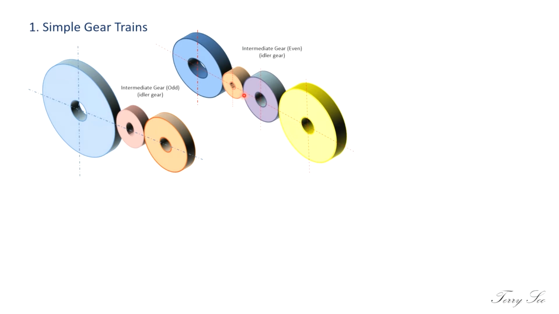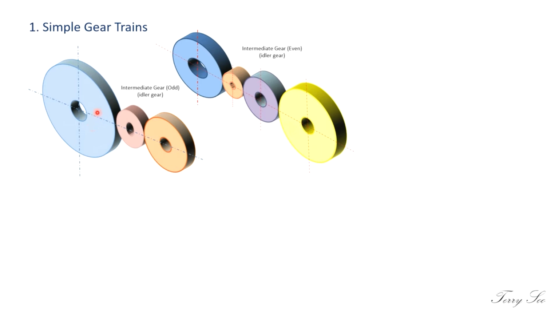It depends on the direction of motion that is required between the first driver and the last driver. So when you look at the first diagram here, let's say the blue one is the driver, and it is rotating in clockwise direction. Then the brown one should be rotating in anti-clockwise, and if the brown one is rotating in anti-clockwise, then the orange one will be rotating in clockwise.